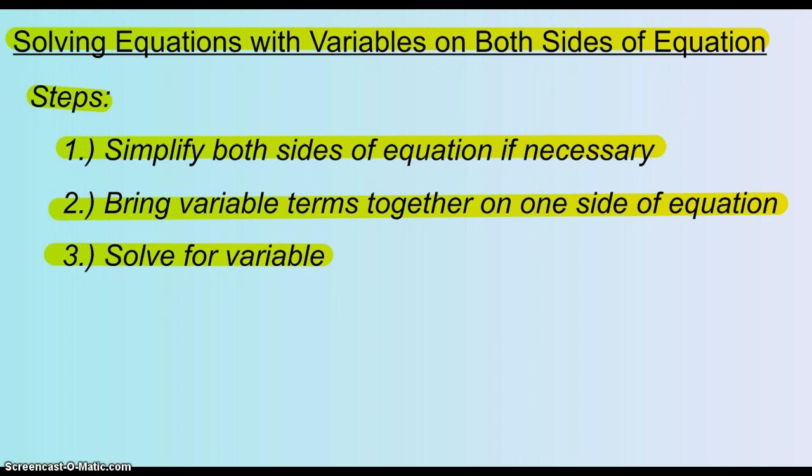Second step that I like to do is bring the variable terms together on one side. That's what I call bringing together your besties. So your best friends, you want to bring your best friends together when they're on opposite sides. And then 3, we will solve the variable like we normally have been doing.